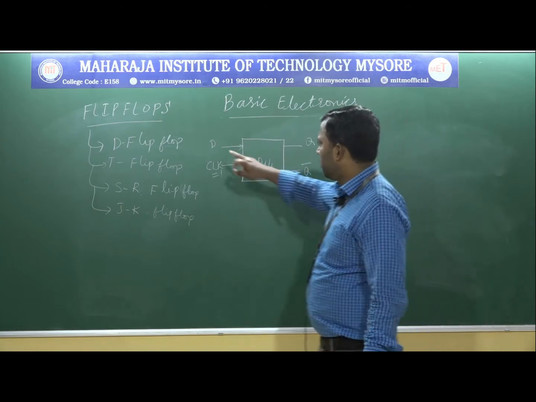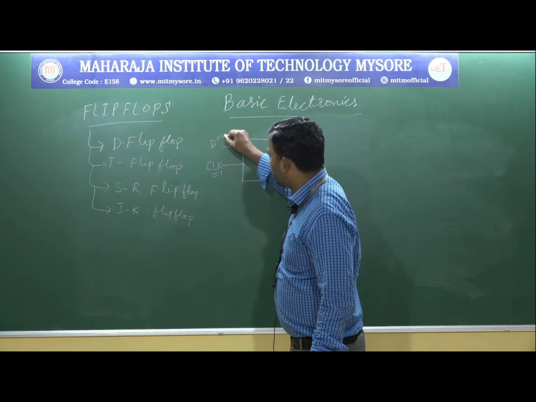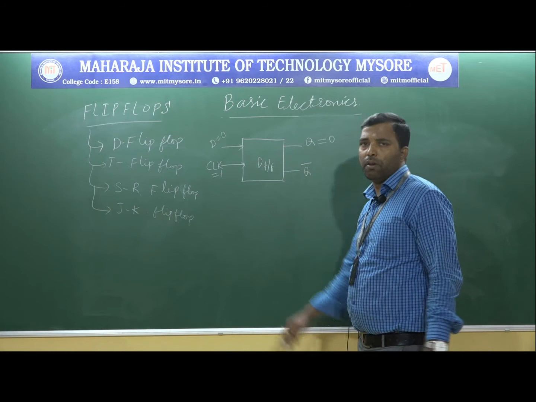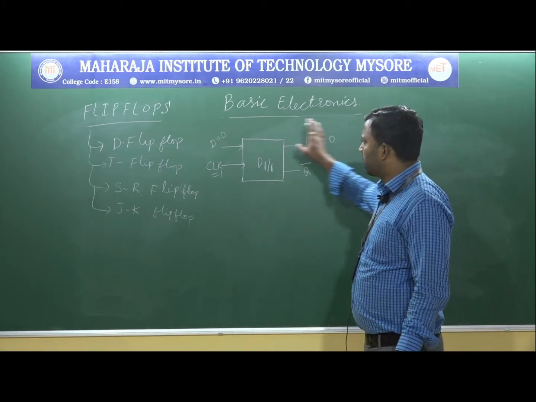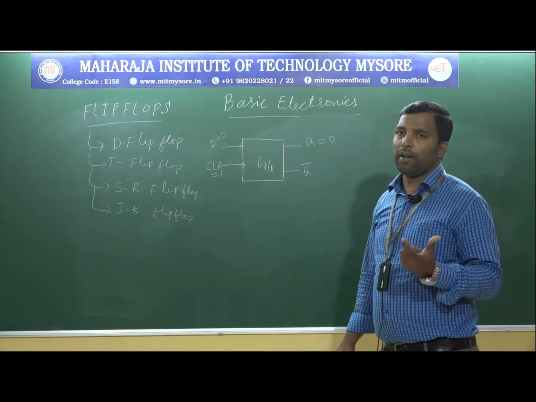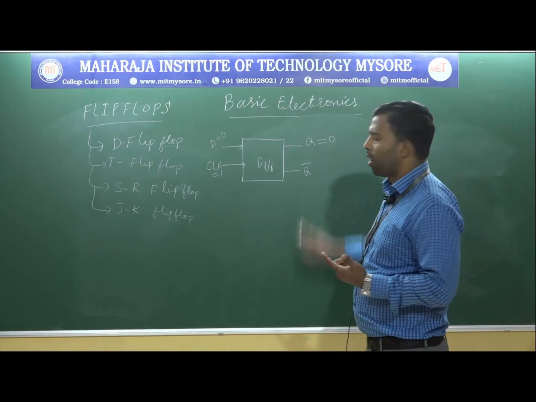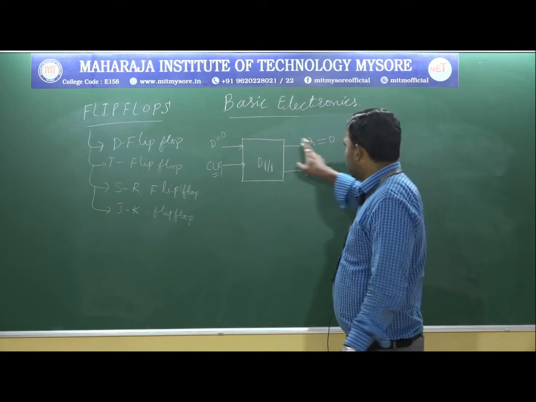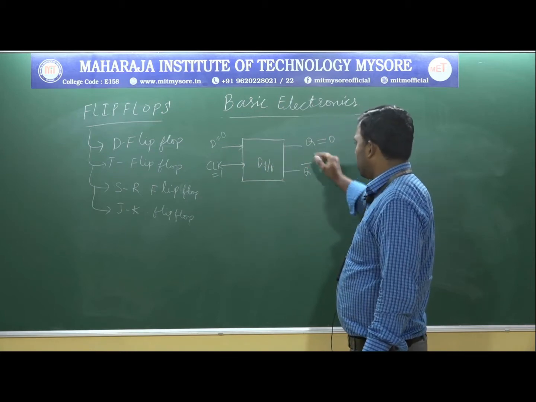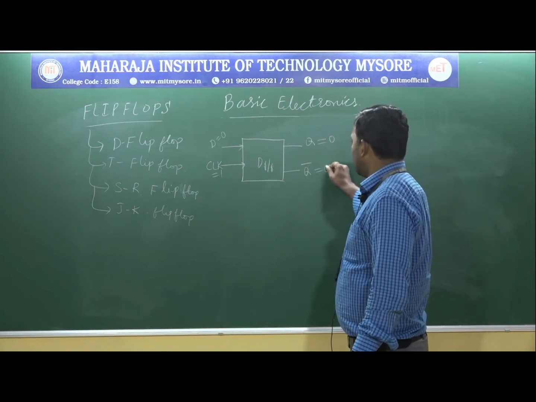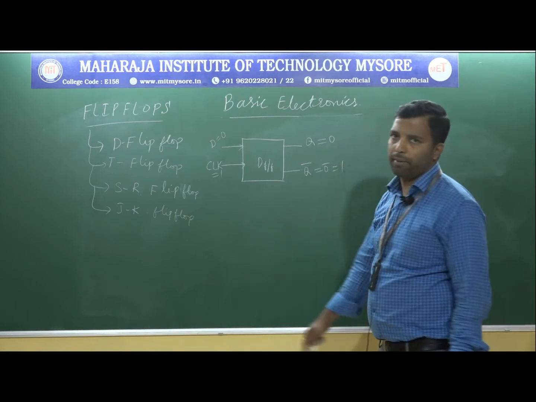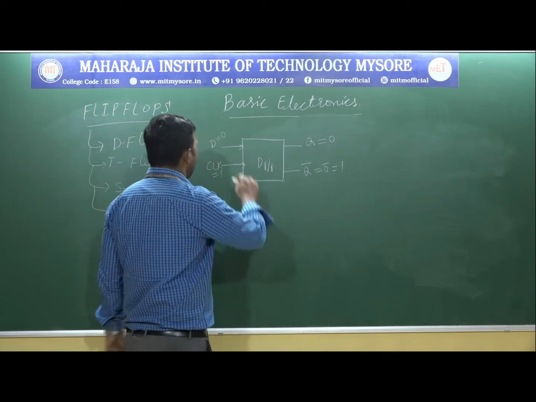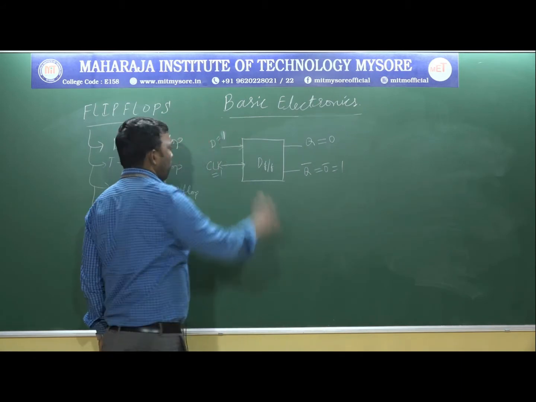For example, if D is equal to 0, then Q is also equal to 0. That means the output follows the input, whatever the value of D follows to the output side. D is 0, Q is 0, but Q bar is the complement of Q, that is the complement of 0, which is 1. Now let us consider the other condition, D equal to 1.